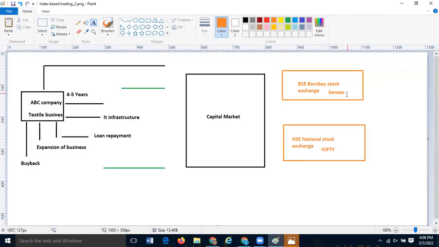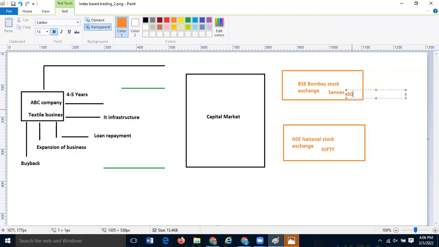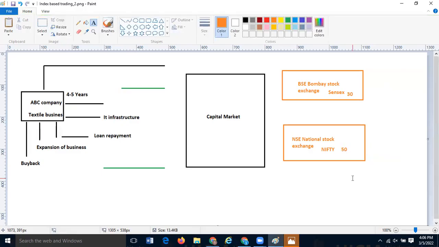This is a basket of 30 stocks, we will see it, and this is a basket of 50. The major 50 stocks are in this Nifty. We will see in detail what these are. Just hold on.